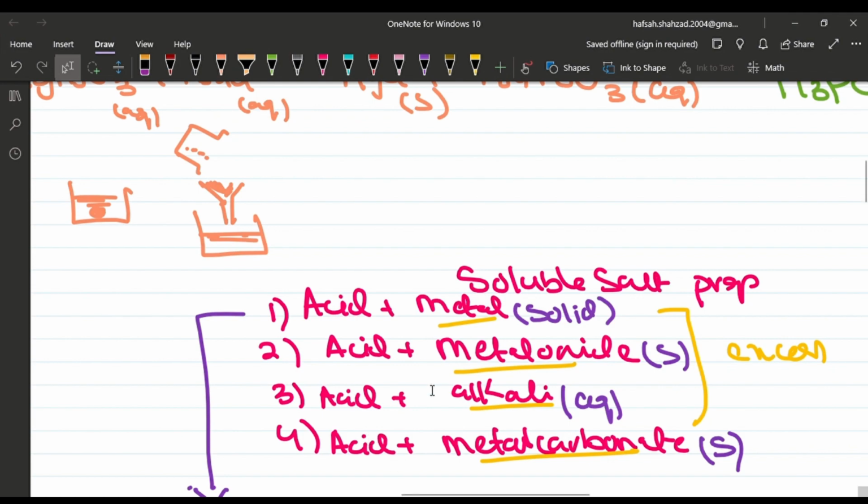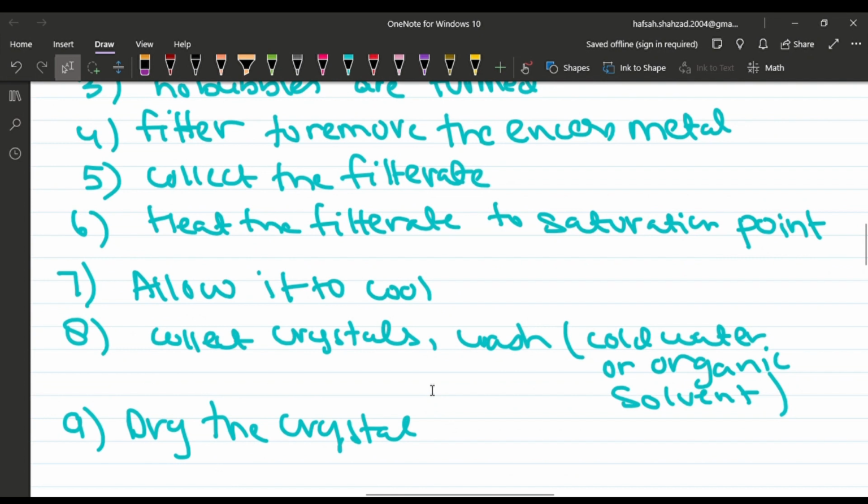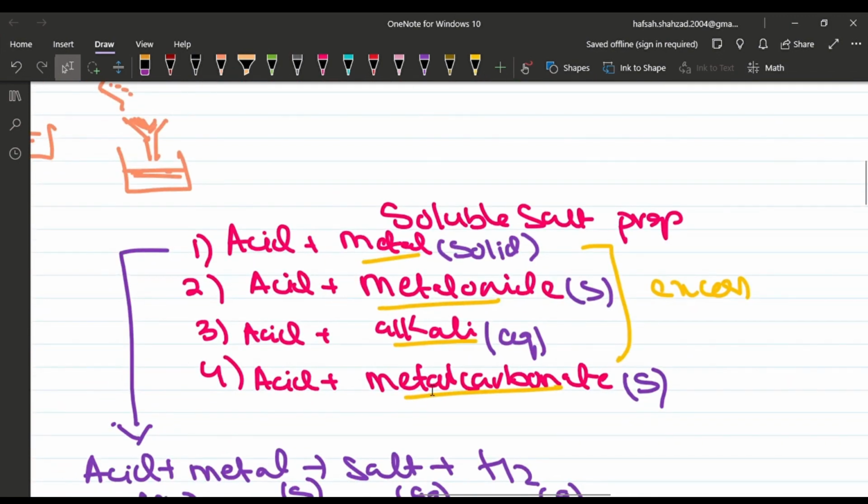And the way you do crystallization is, obviously, a universal method, and that is through evaporating it to saturation point, so heating it to saturation point, then you allow it to cool, crystals form, then you wash them, then you dry them, right?